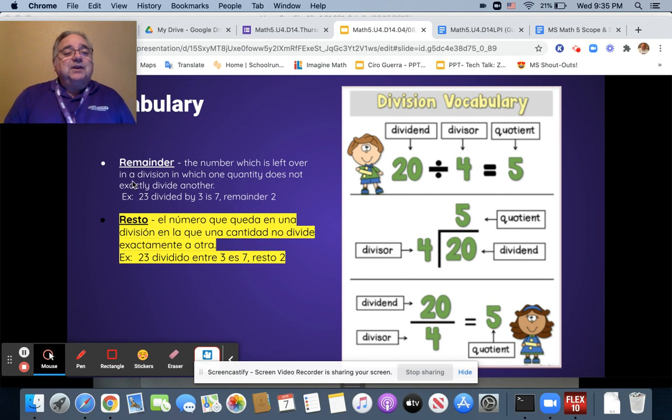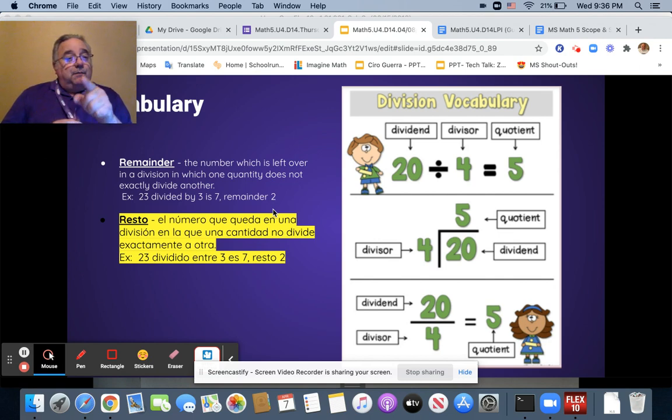Your vocabulary: remainder. The number which is left over in a division in which one quantity does not exactly divide another. Mouthful. Easier said, we can take the number 23 and divide it by 3. The quotient, or the answer, is going to be 7. 7 times 3 is 21. 23 minus 21 gives me 2. I cannot divide 3 into 2, so I have a remainder of 2.